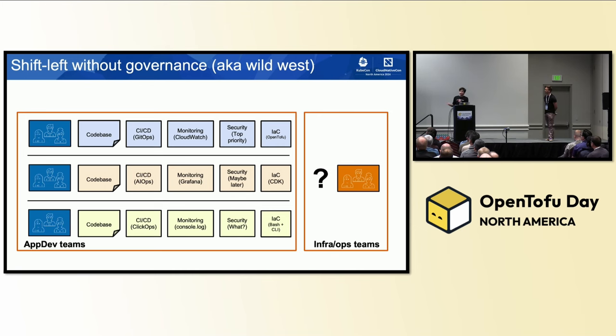Some of them are using CloudWatch. Some of them are using Grafana. But what is the problem of doing that? Maybe the application development team one is developing something that could be used by other teams as well. And the team three could be doing the same thing. Maybe they're developing some patterns on OpenTofu to create an SQS queue, for example, and that could be reused. So if we just shift left, a wild west can happen because all the developers are going to start to do whatever they want to do.